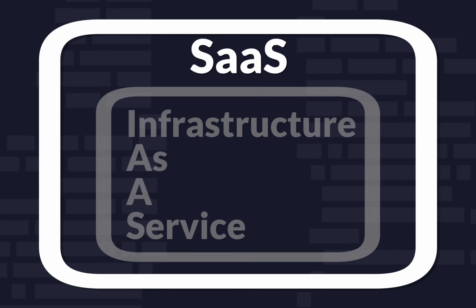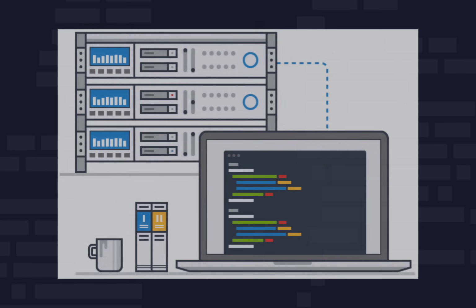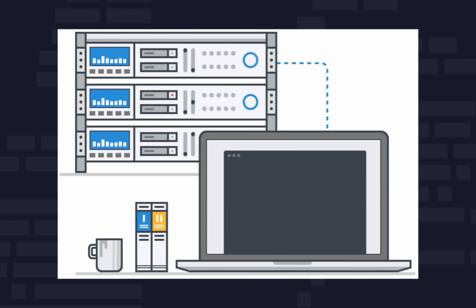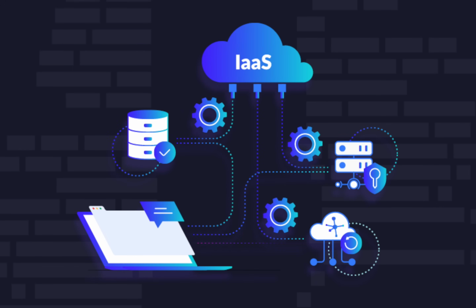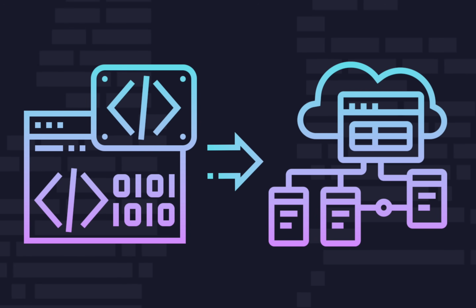Infrastructure as a service is part of software as a service. Infrastructure as a service is a cloud computing service where companies rent servers for compute and storage in the cloud. This allows users to run operating systems or applications on the servers without the maintenance and operating costs of those servers. So infrastructure as code involves using code to manage your infrastructure as a service.